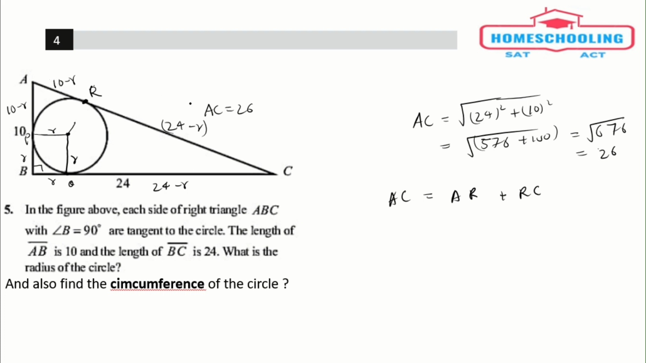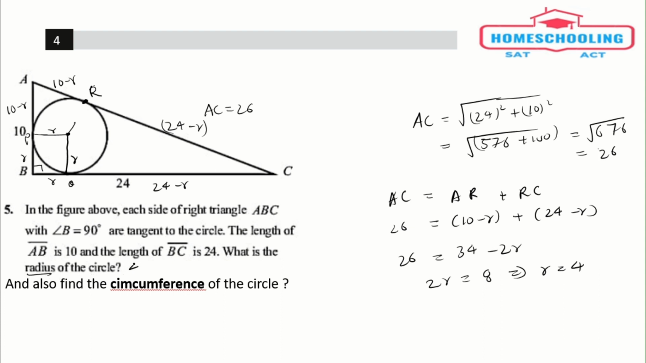So we have already found the value of AC, that is 26, using Pythagoras theorem. AR is 10 minus r, plus RC. RC is 24 minus r. So that is 34 minus 2r is equal to 26. If we take 34 minus 26, it's going to be 8. Hence r is 4.